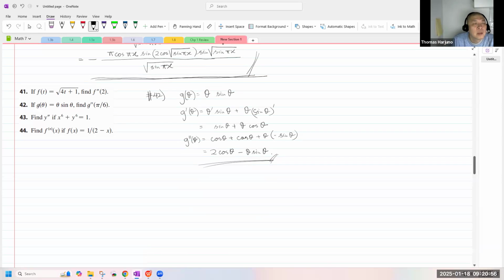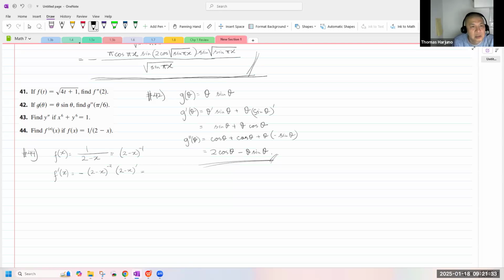Number 44. Find the nth derivative. Oh, it seems like a general formula, huh? So for number 44, we need to find a pattern. f(x) equals 1 over 2 minus x. Instead of using the quotient rule, let me just rewrite that with a negative exponent. So f prime of x equals negative 2 minus x to the power of negative 2 times the derivative of 2 minus x, which is another negative 1, huh?